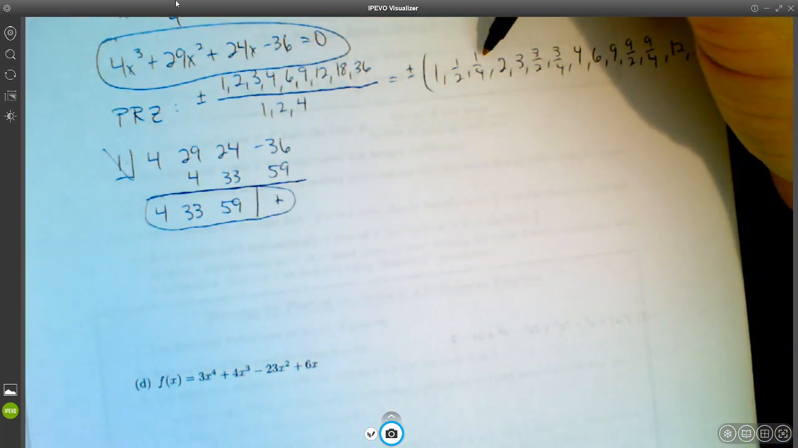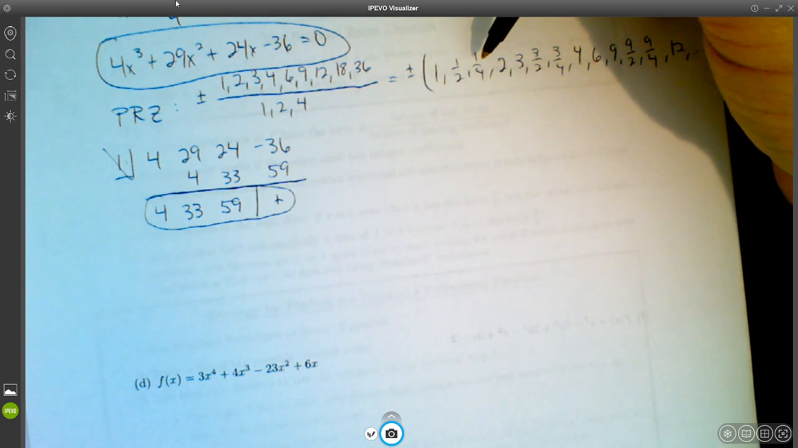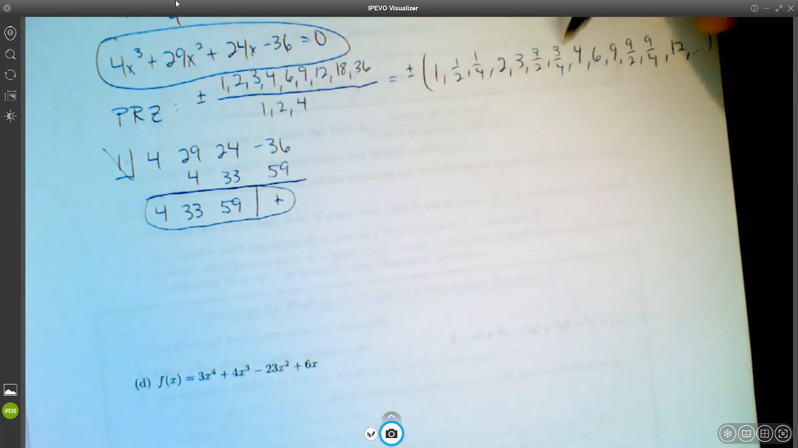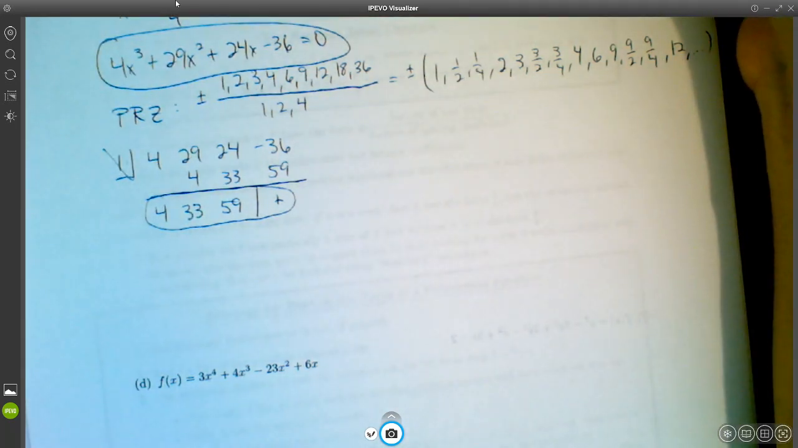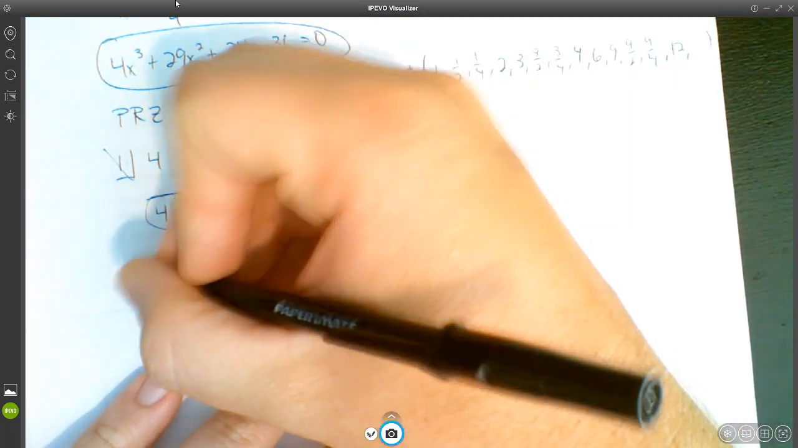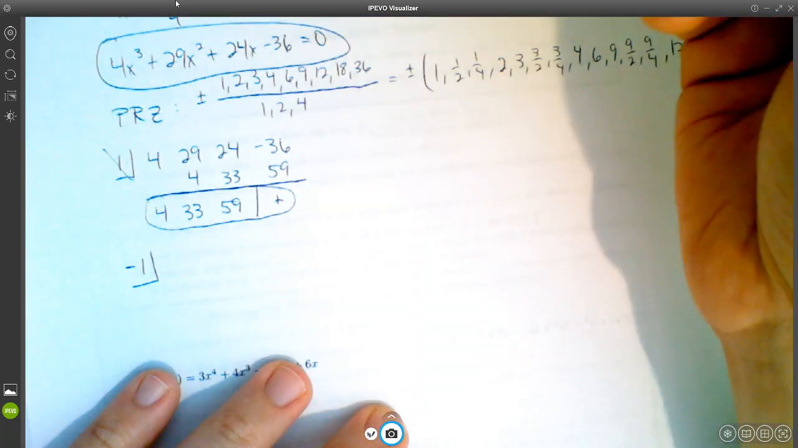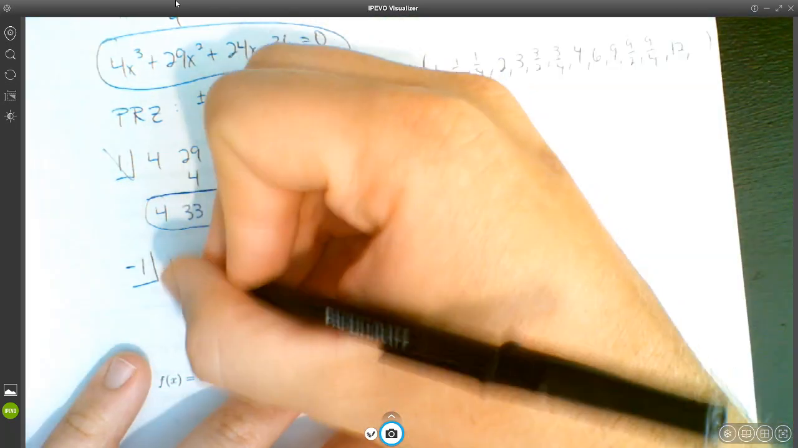1/2, 1/4, they could still be zeros. 3/4 might be a 0, but definitely 2, 3, 4, 3/2, 9, 9/2. None of those numbers are going to be zeros. I already know that because I got this row of all positives. So what I'm going to do instead is start testing the negative possibilities. So I'm going to test negative 1.